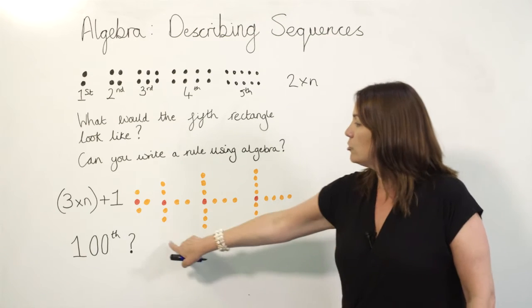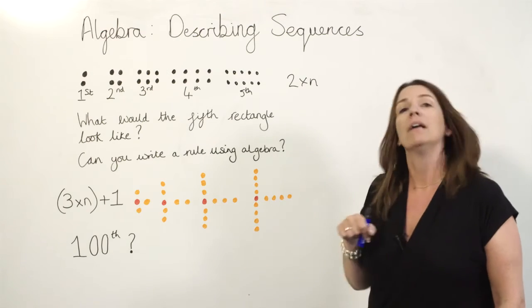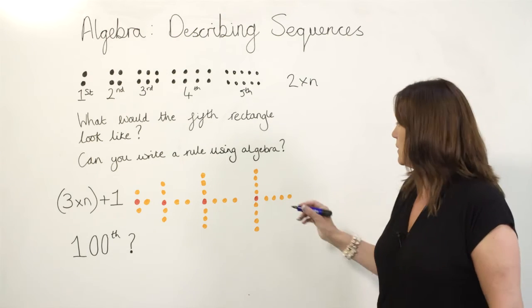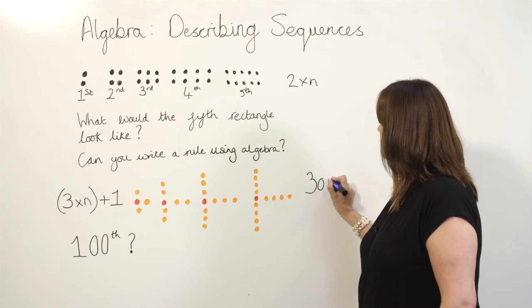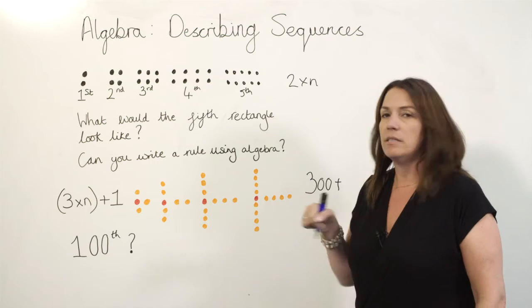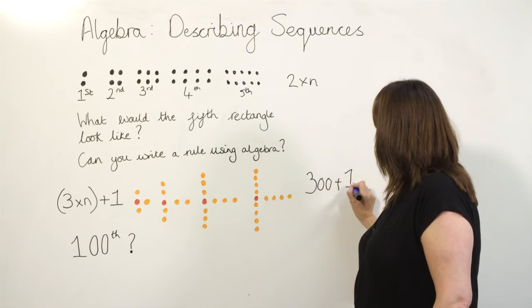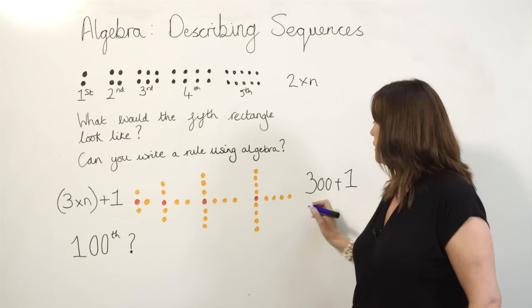So here, if we were trying to find the 100th pattern in the sequence, we can use our formula to work it out. 3 times n, with n being 100, would be 300. And then we need to add on our one red dot that is the constant. So we can use this formula to work out that our 100th pattern in the sequence would have 301 dots.